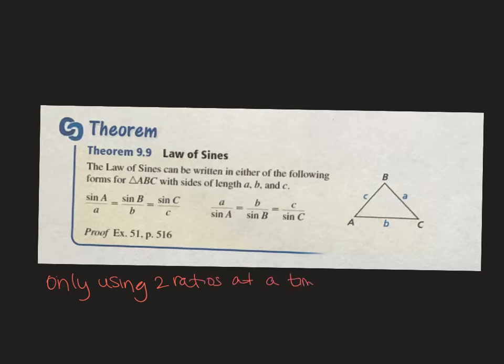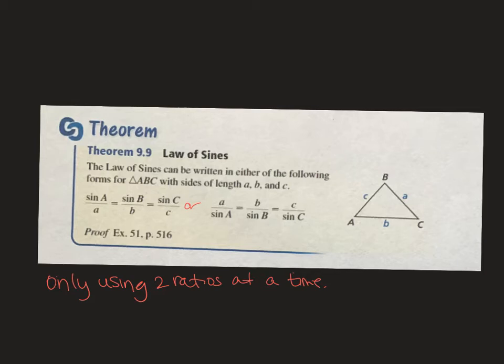So you're never going to use all three at the same time. We're just using two, and it's a cross multiplying situation just like we did a few chapters ago. But you've got two different ways you can write it. You can write it with your angle in the numerator and your side in the denominator, or vice versa.